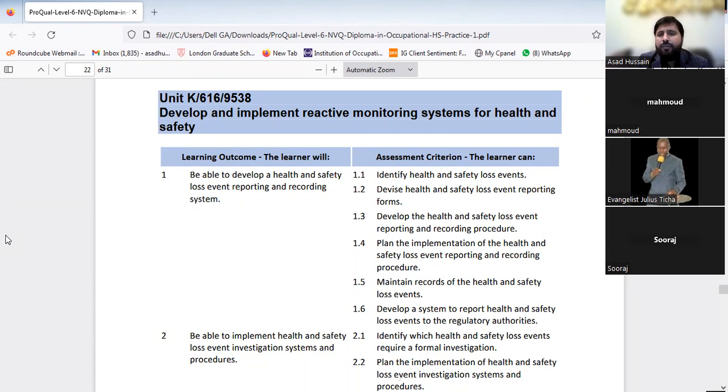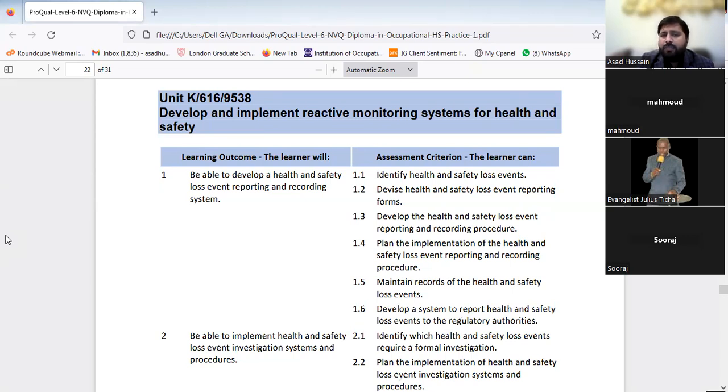In 1.4, it is asking about the plan for the implementation of the health and safety loss event reporting and recording procedure. Here it is saying that you have developed a reporting system in the organization, you have developed the loss event reporting forms. Even if you have the system and you have developed it, for the effectiveness of that system, the implementation is an important part.